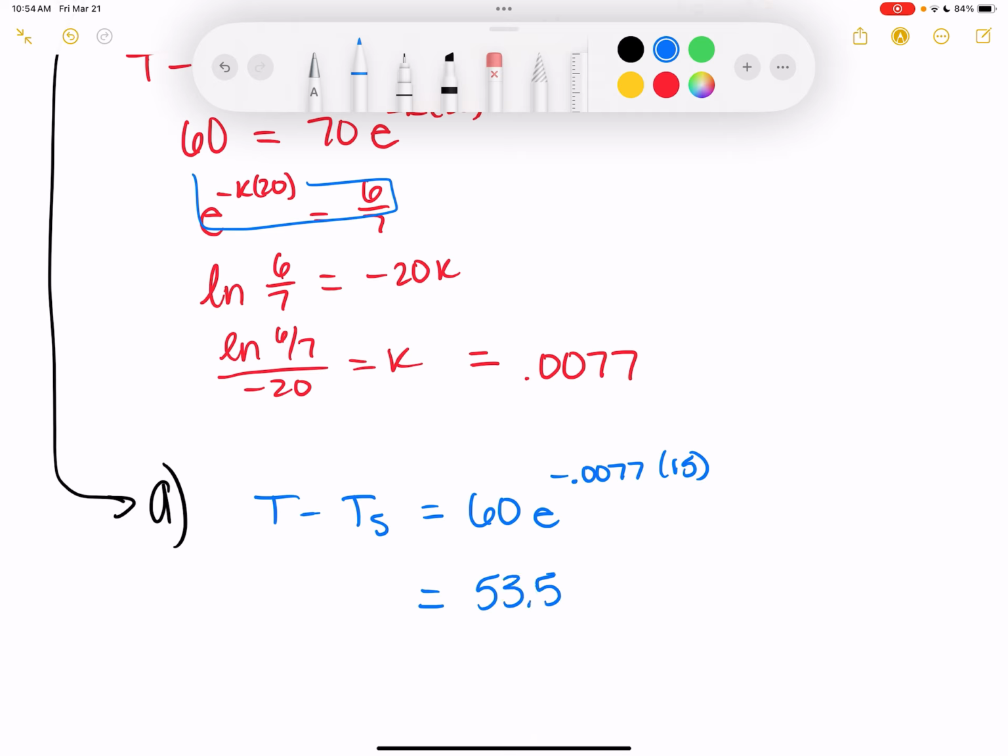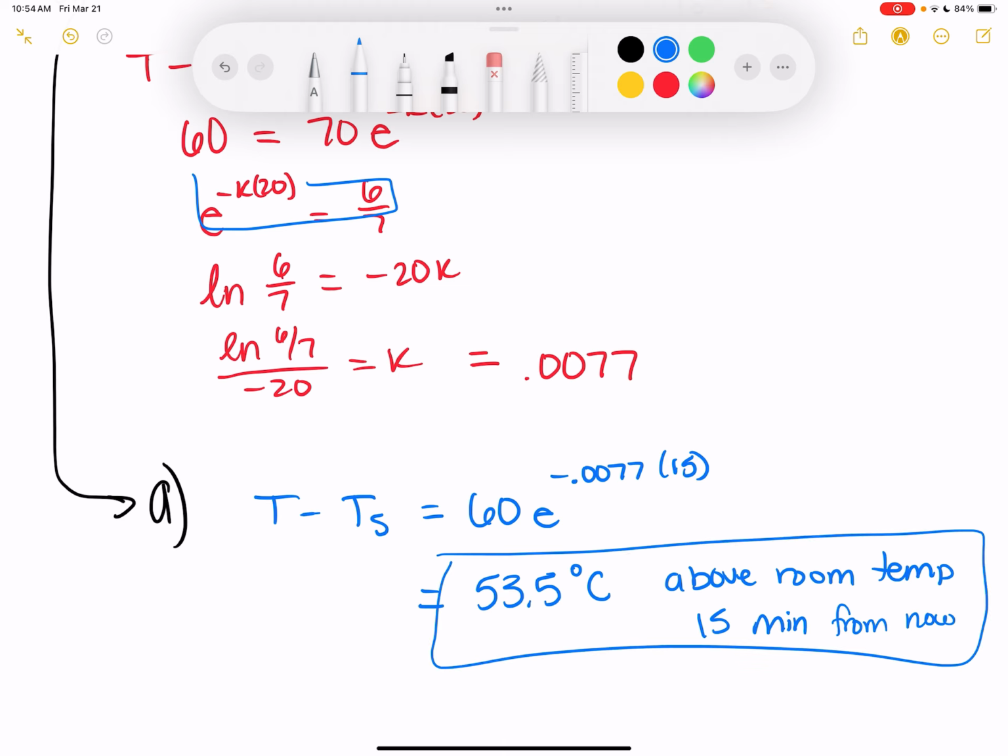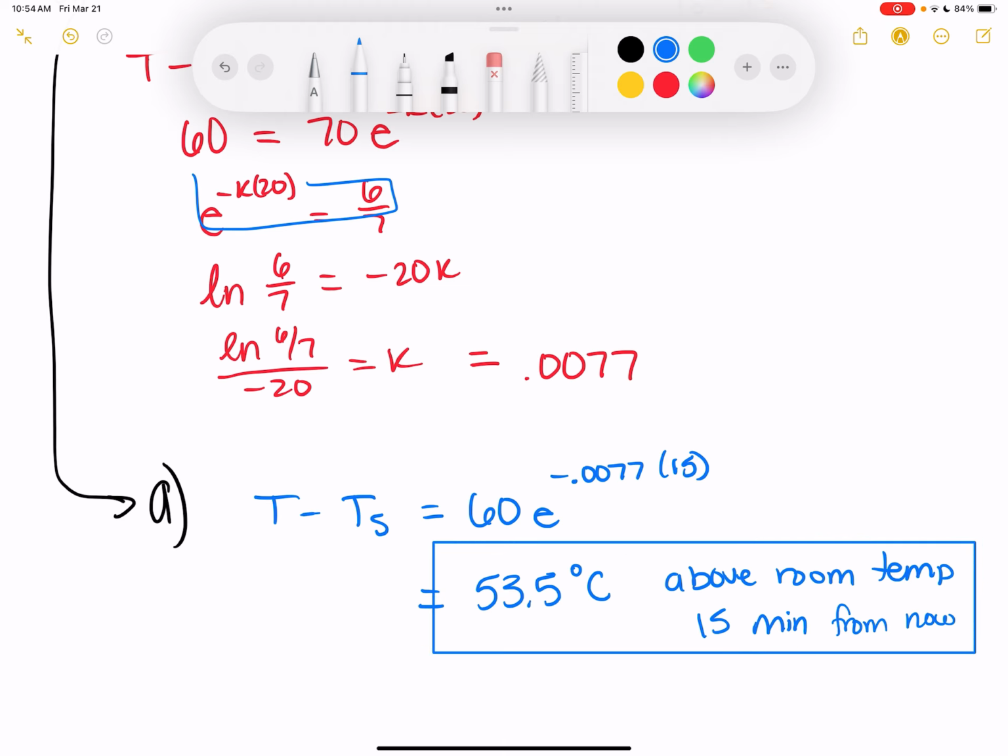The answer is 53.5 degrees Celsius above room temperature 15 minutes from now. And technically all you need is the 53.5 degrees Celsius. I'm just specifying what we were actually finding since I kind of moved the problem down.